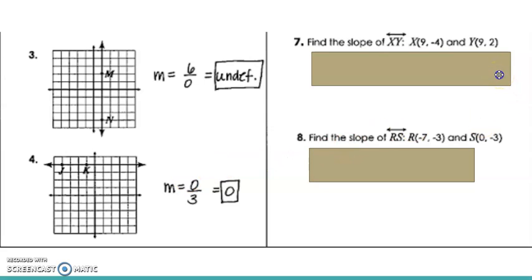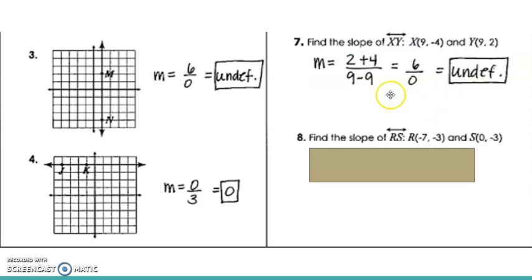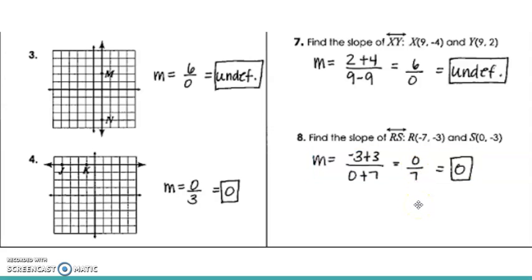Number 7 and number 8, again, we are using our slope formula. When I do this one, I have 9 minus 9, which is 0. Anytime we get 0 on the bottom, that is an undefined. We can never divide a number by 0. Number 8 is an example of a zero slope. So I have 0 on the top. We can do 0 divided by 7. 0 divided by any number is just 0. So those are the differences with finding slope with our slope formula and from a graph.